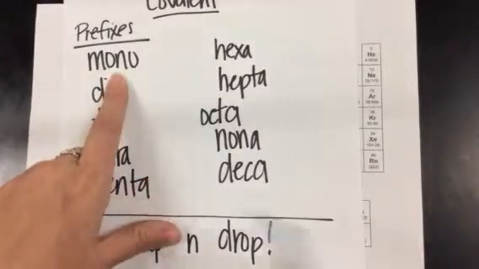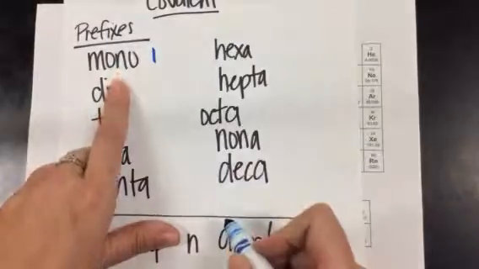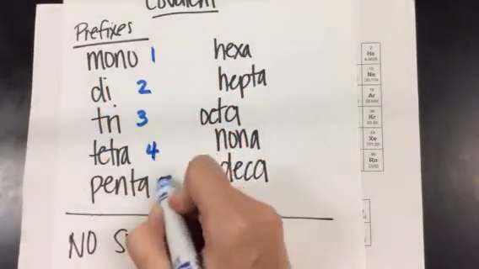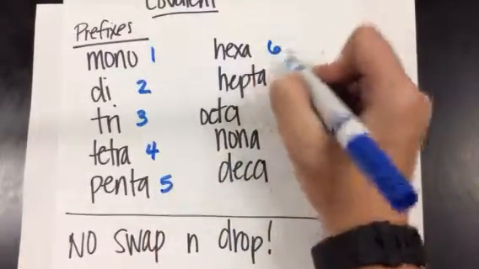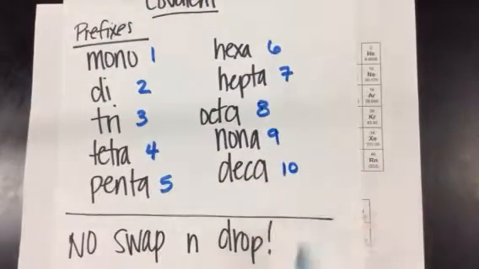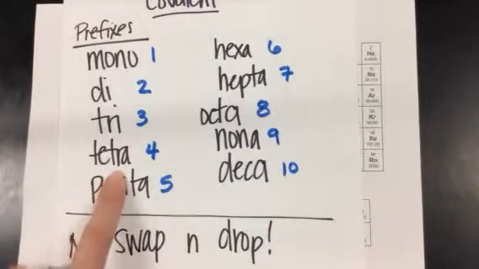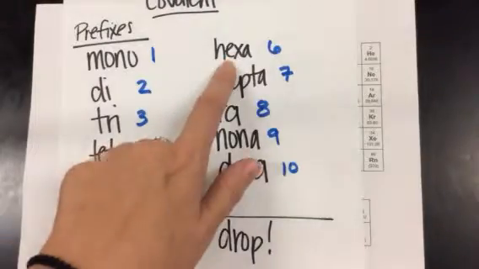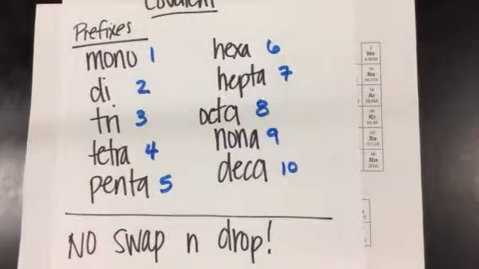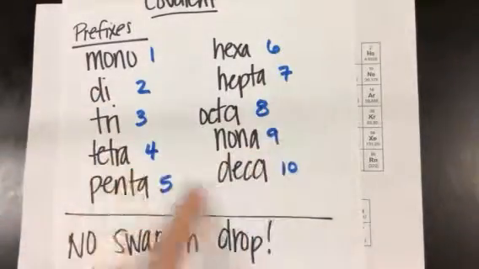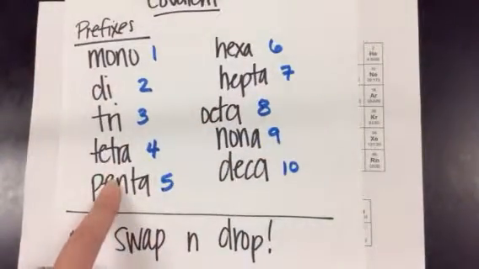So your prefixes: mono means 1, di is 2, tri is 3, tetra 4, penta 5, hexa 6, hepta is 7, octa is 8, nona is 9, and deca is 10. What these prefixes are going to tell us is how many of the different elements are there. So if we have 6 carbon, that would be hexacarbon. Or if we have 2 oxygen, it would be dioxygen. So we need to know these in order to name our covalent compounds.